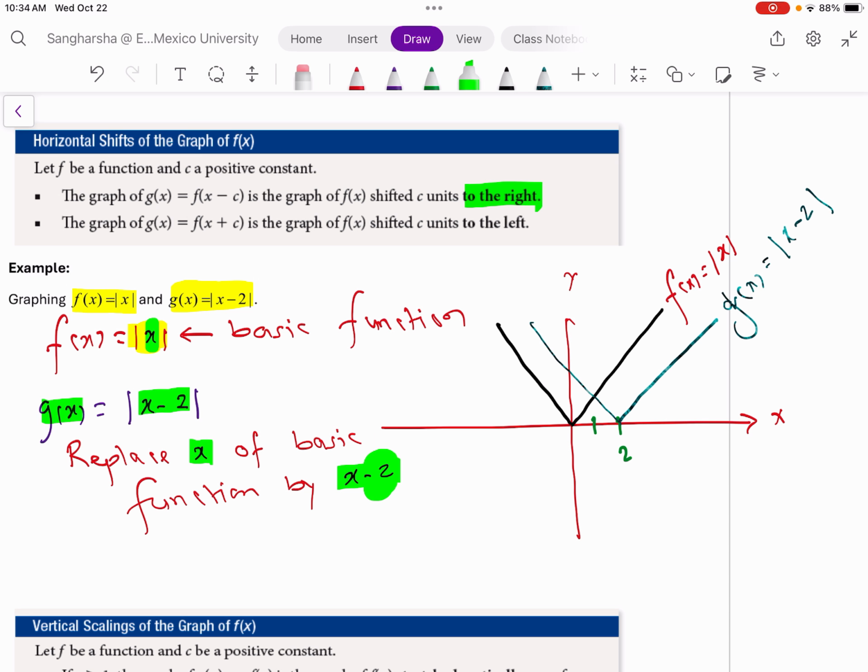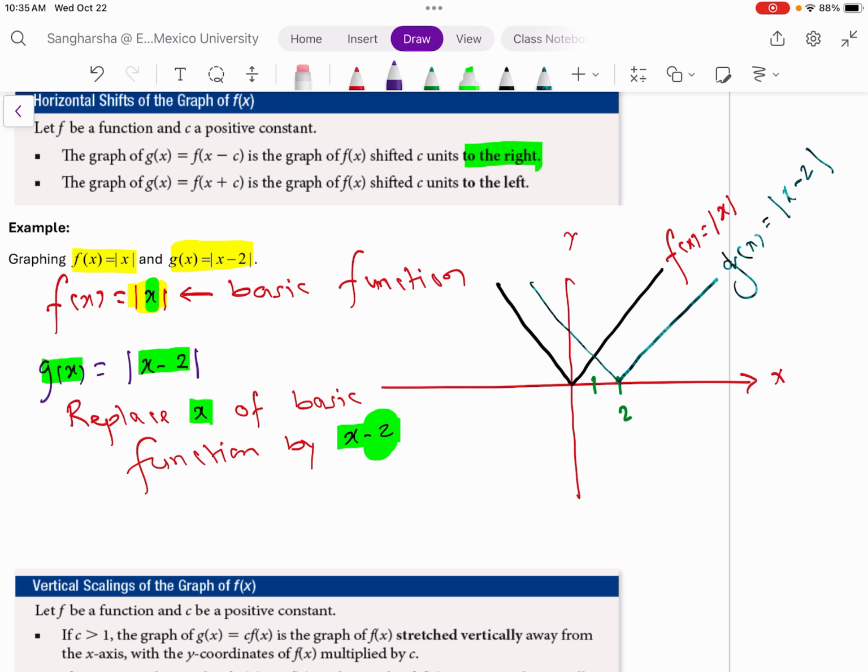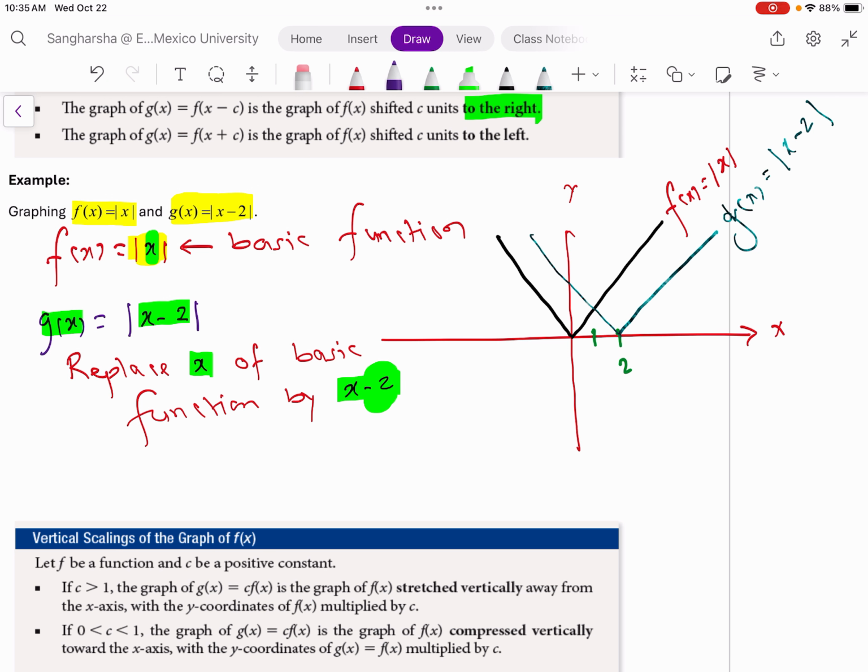If you replace x by x minus 4, then you are moving this graph on the right by 4 units. If you replace x by x minus 10, then you are moving that graph on the right by 10 units. Now, if you replace x by x plus some number, then you are moving on the left side. Okay, so let me take a different function. Let me take h of x. Now, this h of x, let's say we have absolute value of x plus 4.